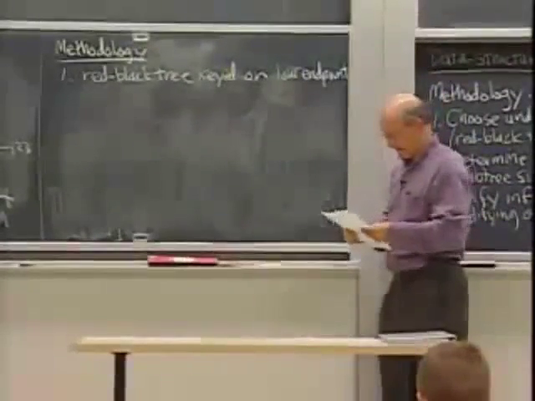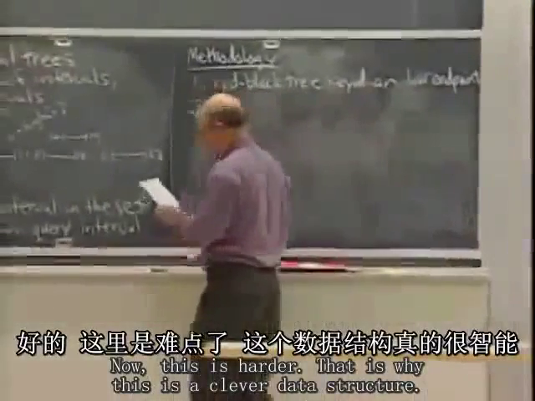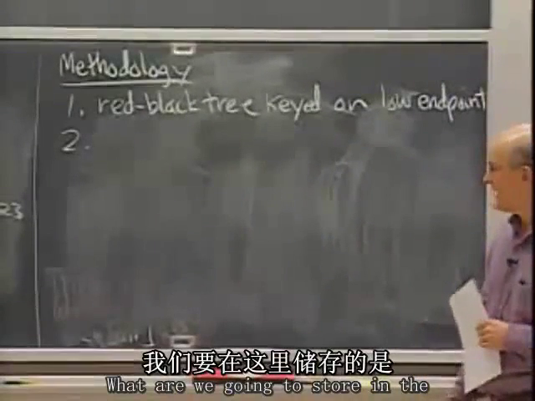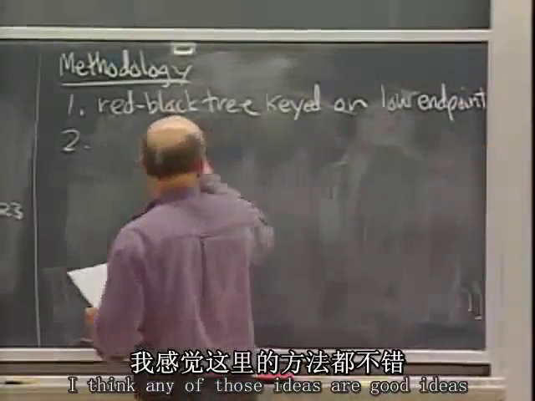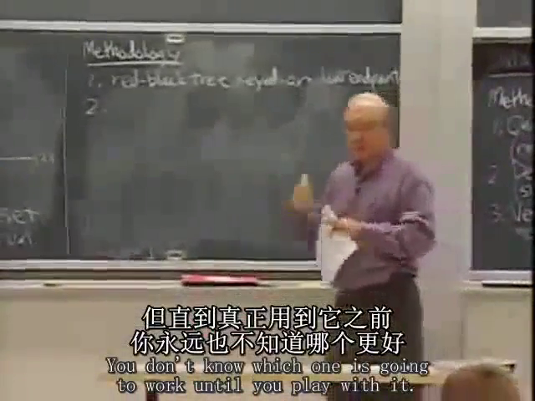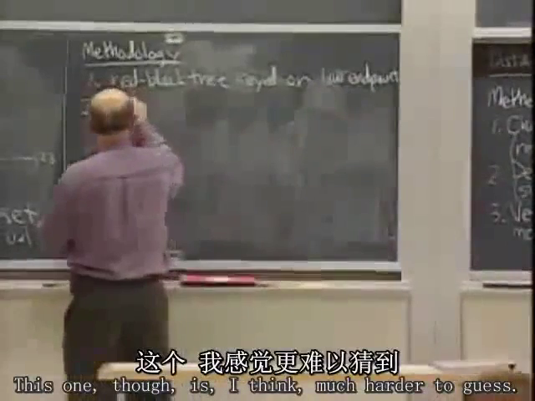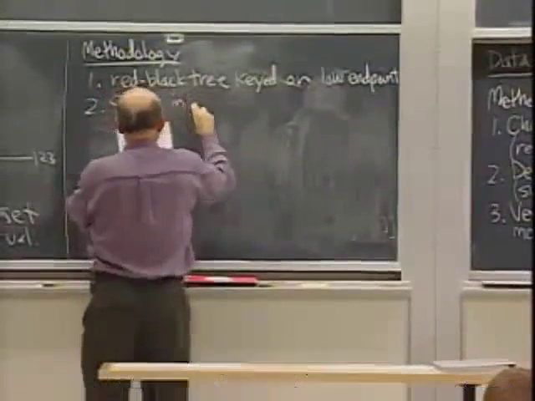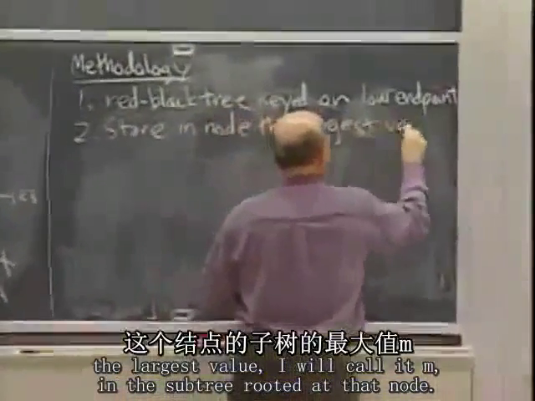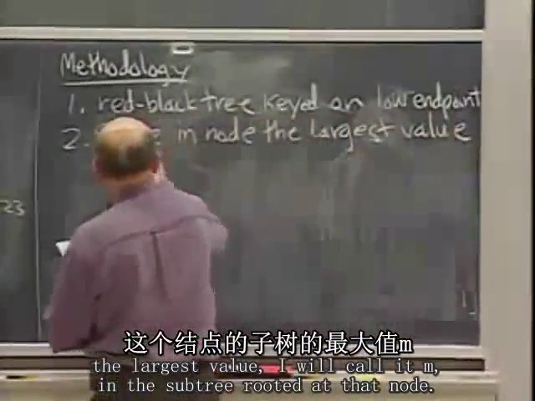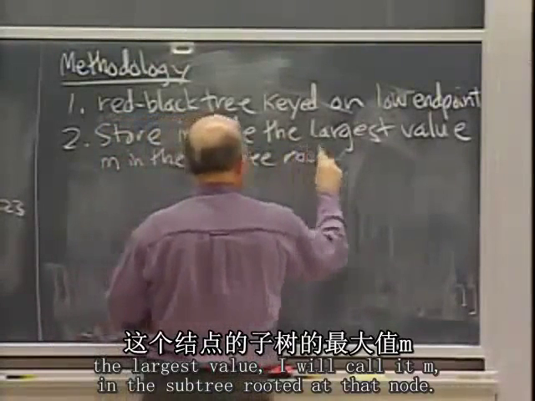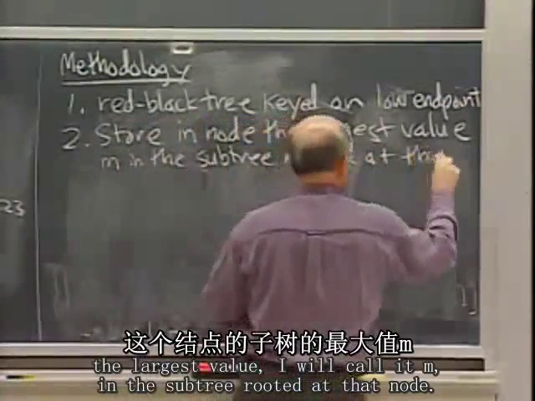Okay, now this is harder. That's why this is a clever data structure. So what are we going to store in the node? Any of those ideas are good ideas to throw out and look at, and you don't know which one is going to work until you play with it. This one, though, is much harder to guess. You're going to store in a node the largest value, we'll call it M, in the subtree rooted at that node.